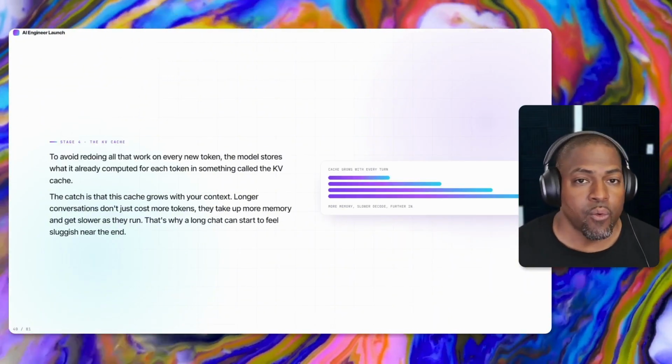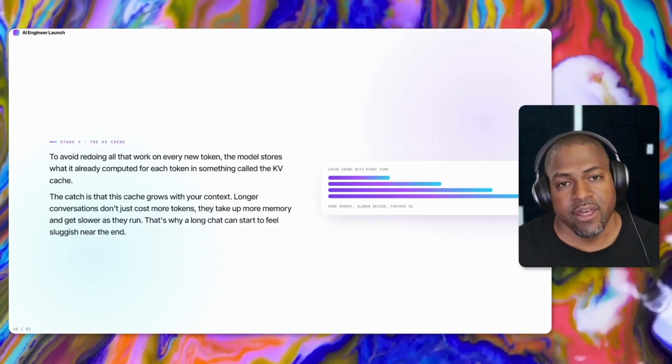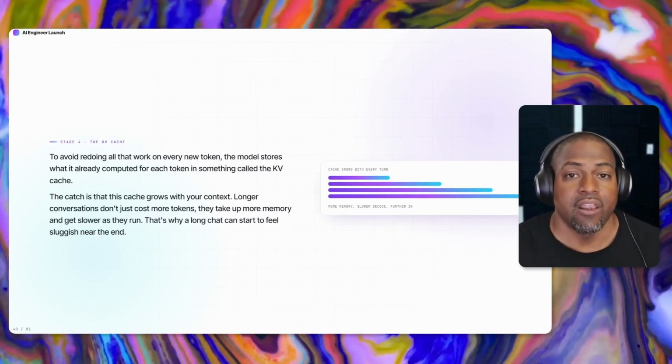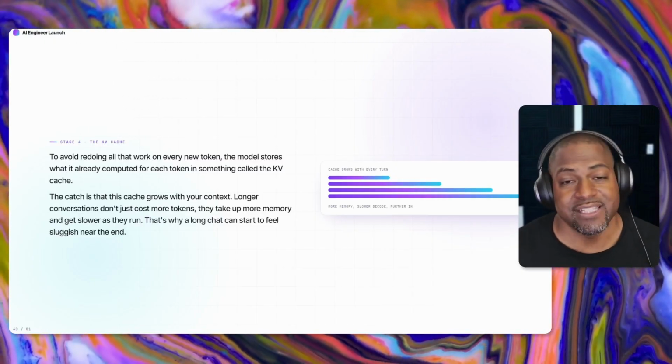To avoid redoing all the work on every new token, the model stores what it already computed in the KV cache. That cache grows with the context length. Longer conversations take more memory and get slower. This is why a long chat can start to feel sluggish near the end.